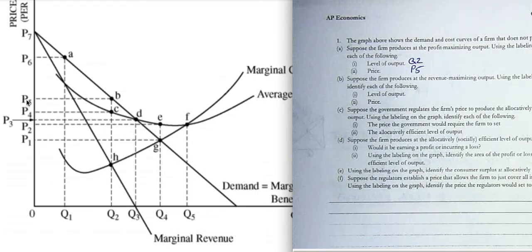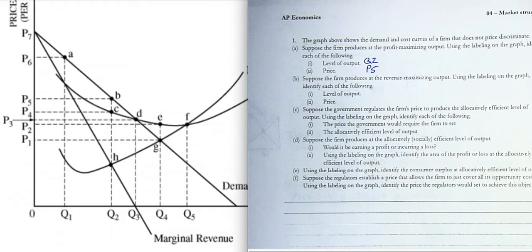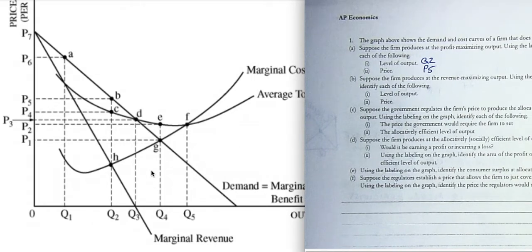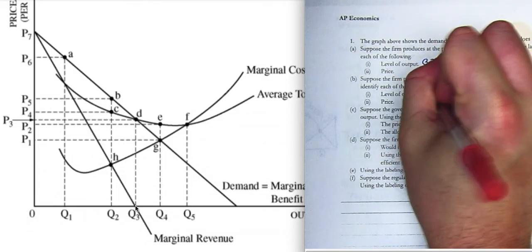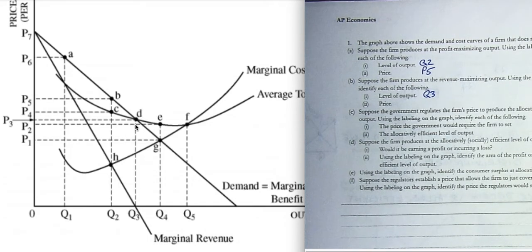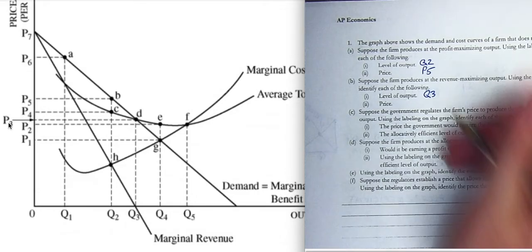Suppose the firm produces, though, at the revenue maximizing output. Use the labels on the graph, identify the following. So for this one, revenue maximization occurs where marginal revenue is equal to 0. So that's going to be Q3. And revenue is at its max at Q3, so the price, if we go all the way up to point D and over, the price is P3.